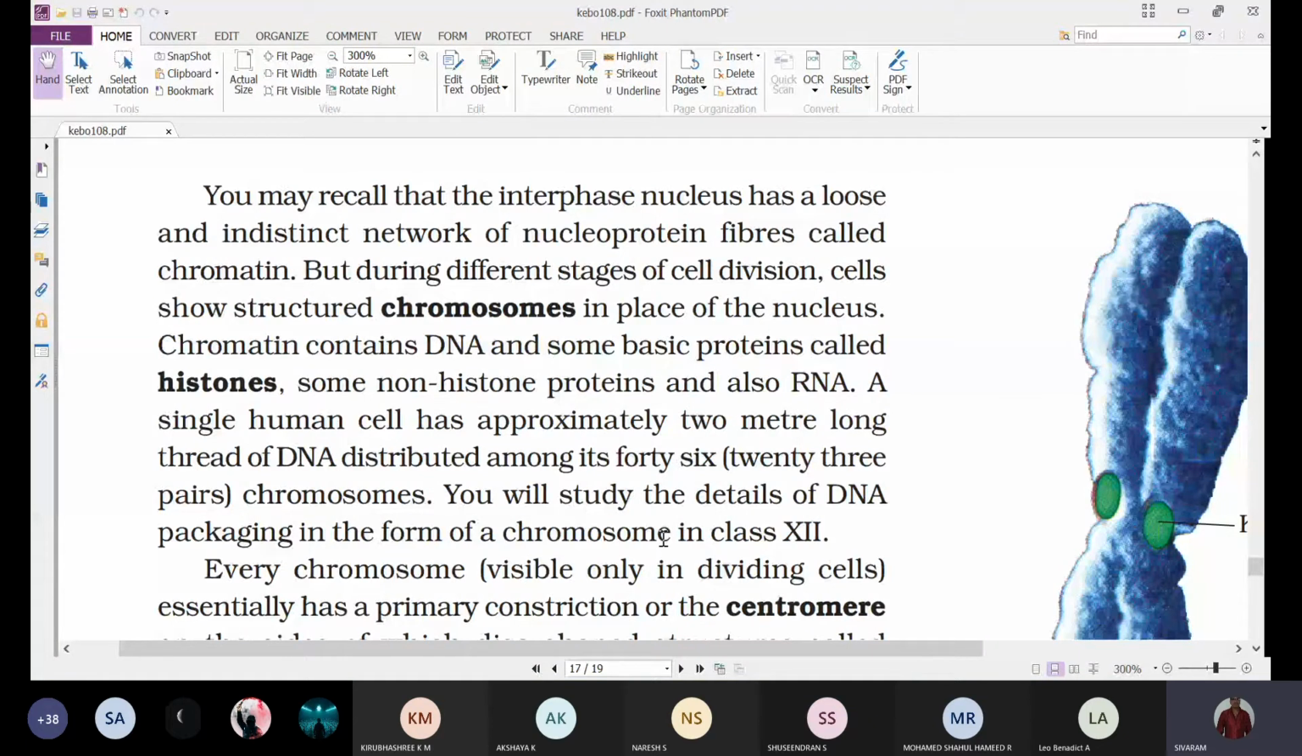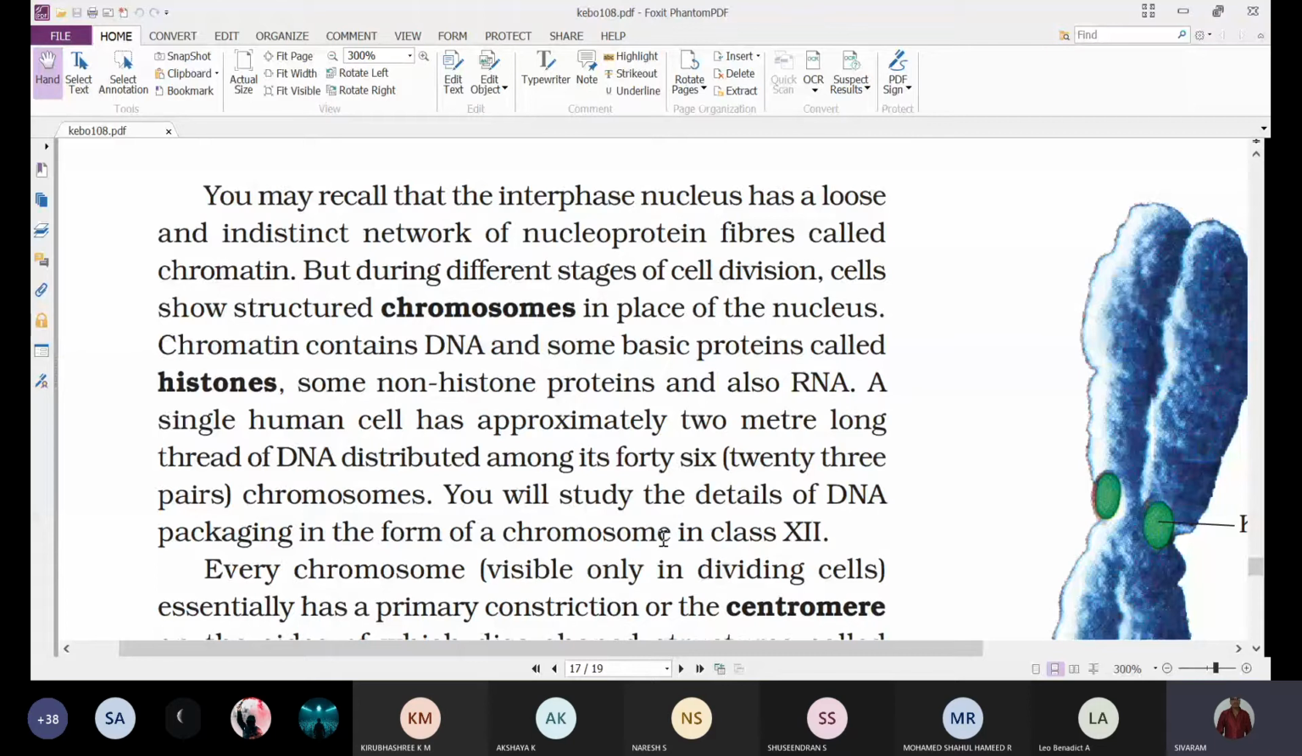Why? Because the DNA is acidic in nature and the protein is basic in nature, so they can form a strong bond so that the DNA structure can be maintained and the chromatin material structure is maintained. So that's why the chromatin contains DNA and some basic proteins. And these basic proteins we call histones or histone proteins. The genetic material is present in the form of chromatin during the interphase.